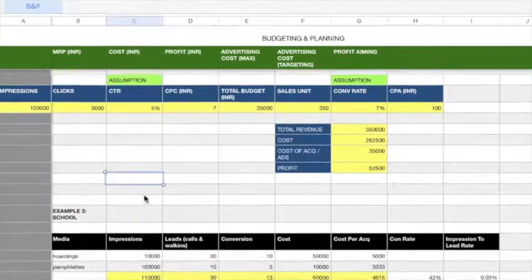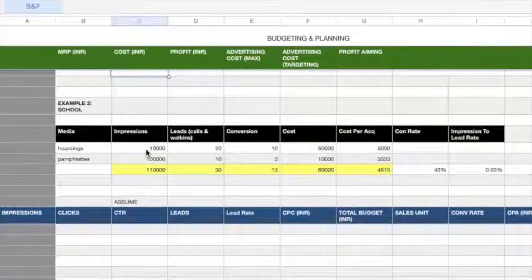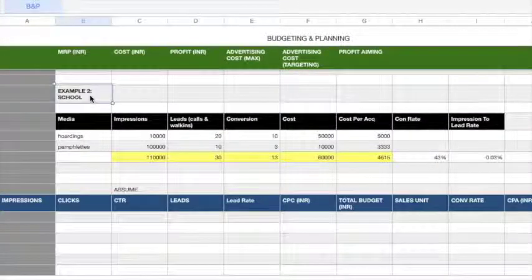Now the second scenario that we have is, let's take an example of a school. The second scenario is an example where we are looking at traditional marketing being practiced at an organization, and we're trying to get inspired and take cues from there to develop our own plan for digital.